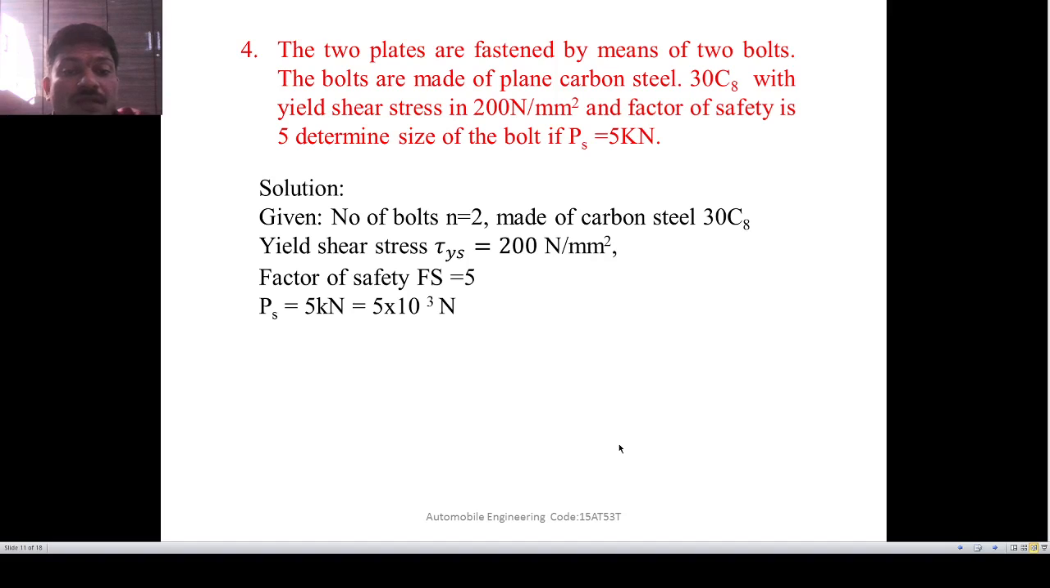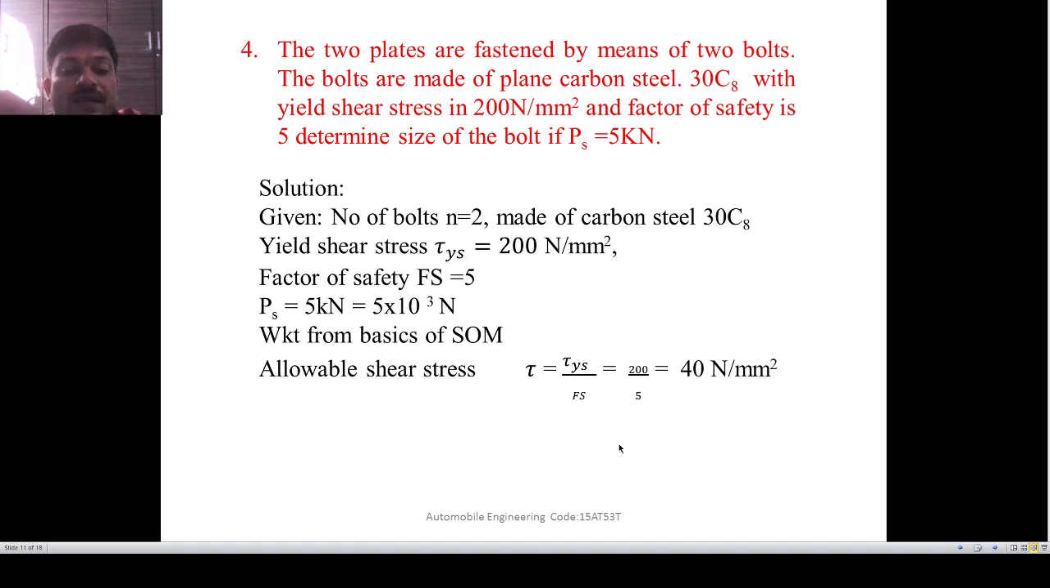Therefore the allowable or permissible shear stress, tau, is equal to yield shear stress divided by factor of safety. Substituting the value, 200 divided by 5, you are getting 40 Newton per mm square. This is the allowable shear stress on the bolt, and we have to use this value for the further calculation of the size of the bolt.